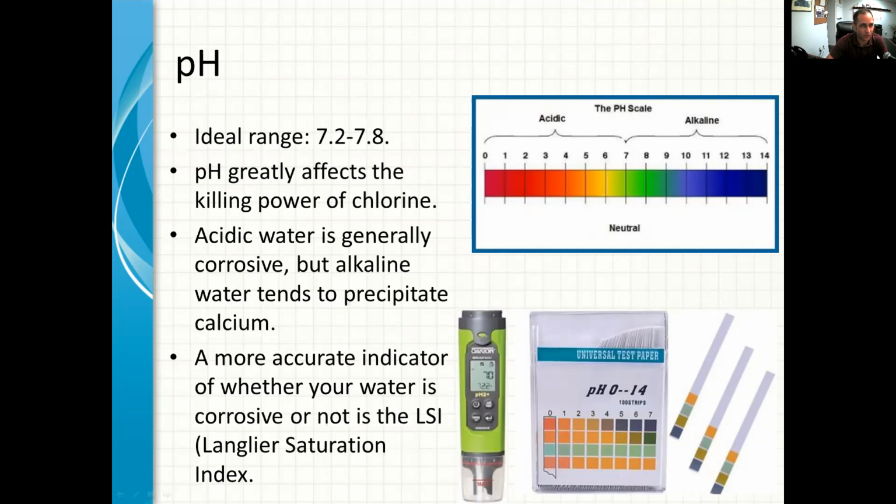So you can have a high calcium level and still have a balanced pH. Maybe if you just maintain the pH level a little bit lower, it still can be balanced, which I'll talk about later. But that's generally how it works.